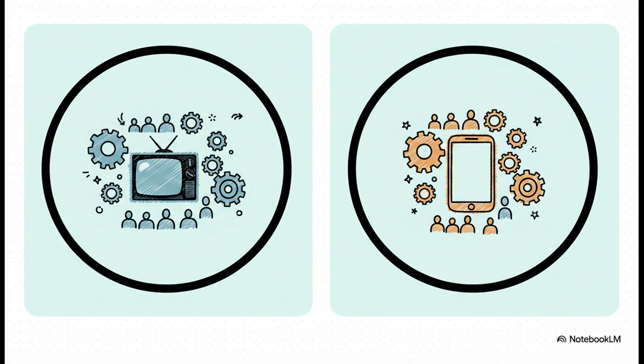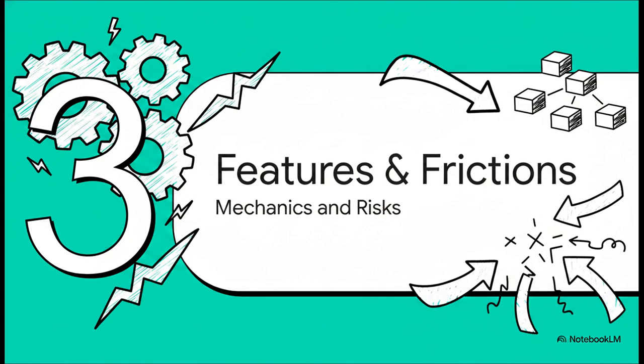Because they are completely distinct, each division carries out its own operational activities. They aren't just sharing one giant pool of resources. Instead, each division has a complete functional model right within itself. The smartphone division has what it needs to make smartphones, and the electronics division has exactly what it needs to make electronics. That brings us to Section 3, Features and Frictions, the mechanics and risks of divisional grouping.